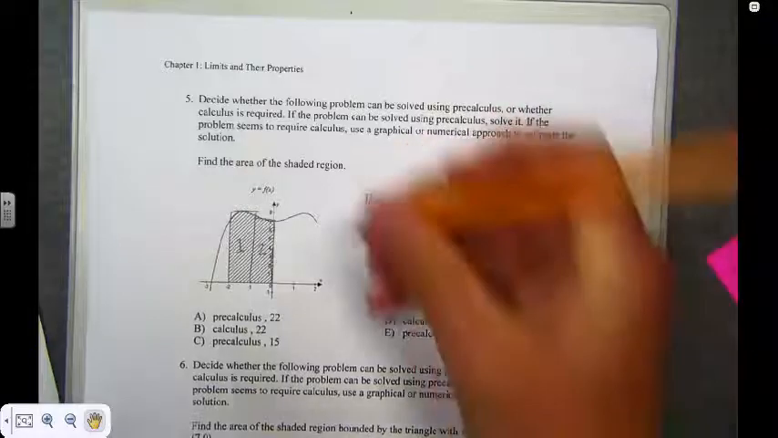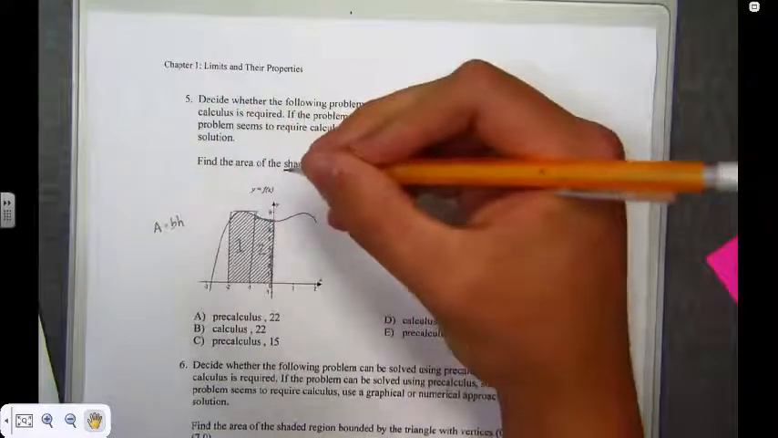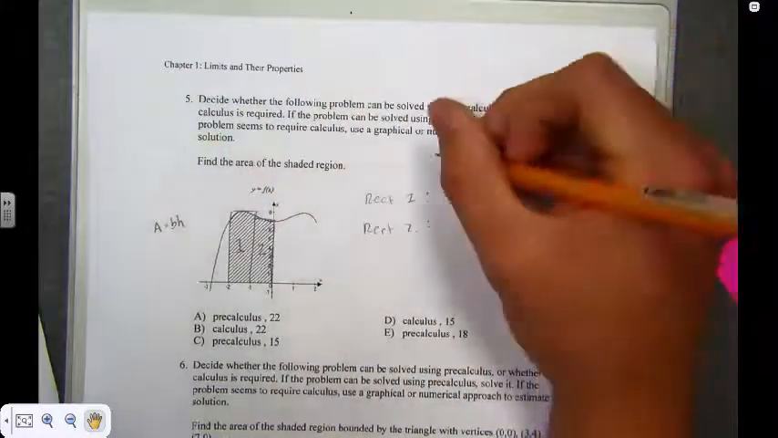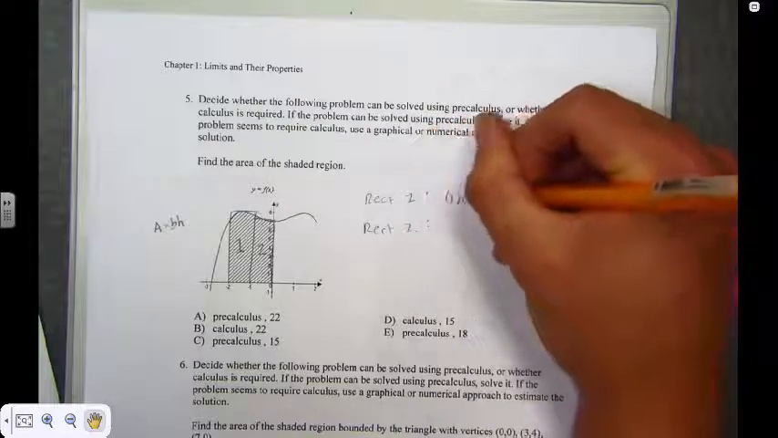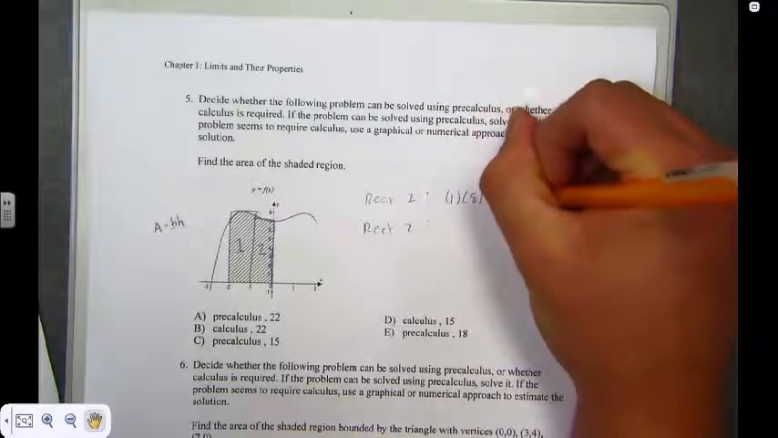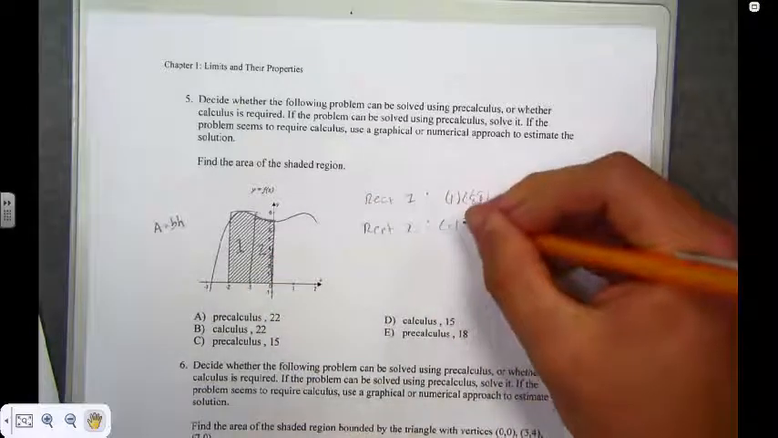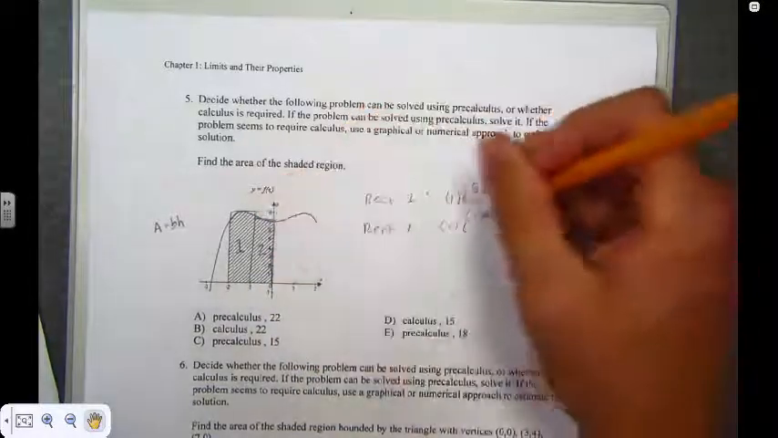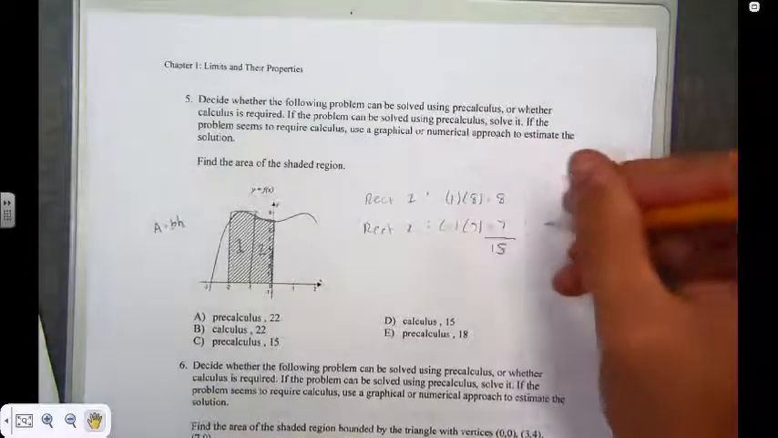Alright, so in rectangle 1, by the way, the area of a rectangle is base times height. Rectangle 1, we're going across 1 and up 8. That's going to give me 8. And rectangle 2, we're going over 1 again, and this time we're going up about 7. This is going to give me 15.